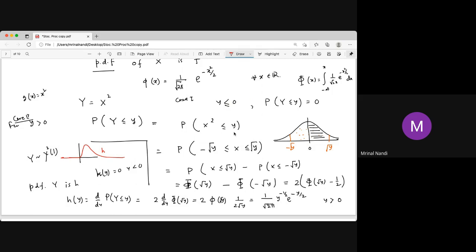So this is it for today's lecture. In the next lecture we are going to cover different moments, the moment generating function, and different generating functions of a random variable, and then go into the expectation of that. So that's for today.